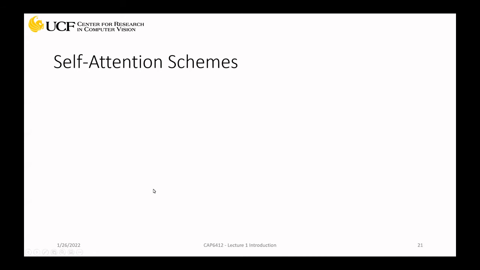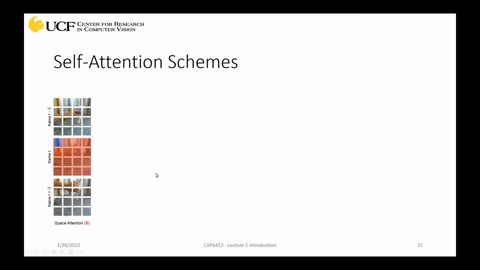Okay, so now self-attention schemes. Let's say in a video clip you have 3 frames. Now what are the different ways you can do this attention? First, we divide each frame into patches and each becomes a token. So this is space attention. You just have attention of this token only spatially, so all the tokens in the same frame. You don't look at other frames. That's called spatial attention, space attention.